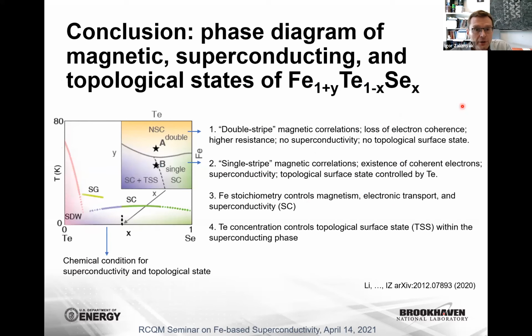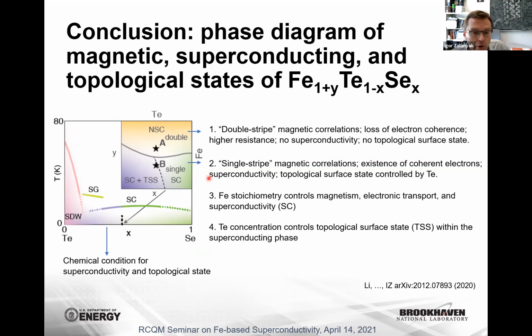So to conclude, we have been able to construct a phase diagram which shows that at a higher iron content, an electronic state realizes where the band structure near the Fermi level is incoherent. It is characterized by double-stripe type magnetic correlations, which are most likely arising from strong correlation effects. And upon lowering temperature, no superconductivity develops, and correspondingly no topological surface state.